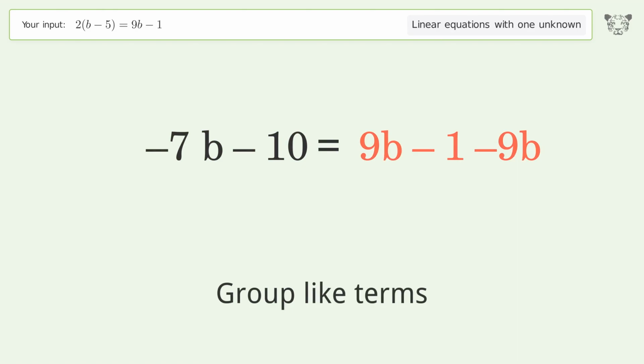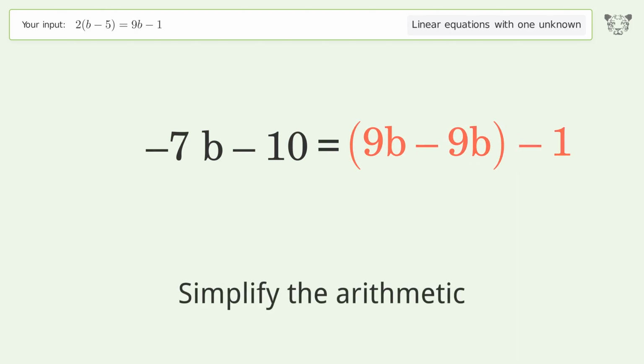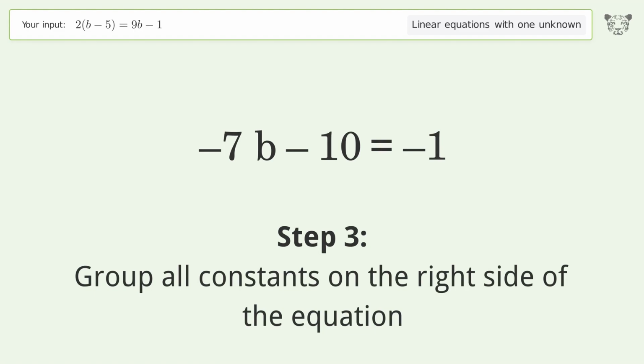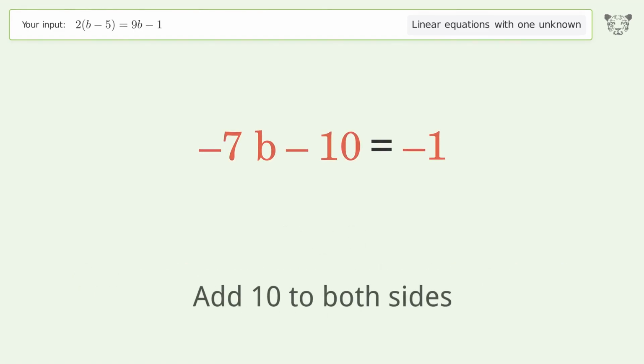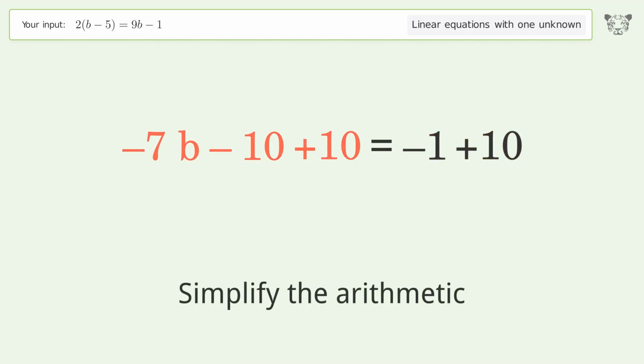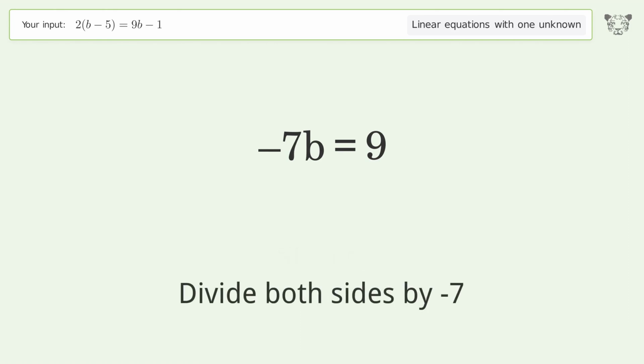Group like terms. Simplify the arithmetic. Group all constants on the right side of the equation. Add 10 to both sides. Simplify the arithmetic. Isolate the b. Divide both sides by -7.